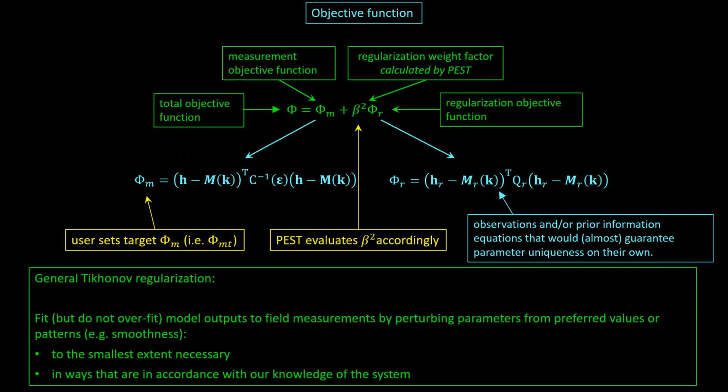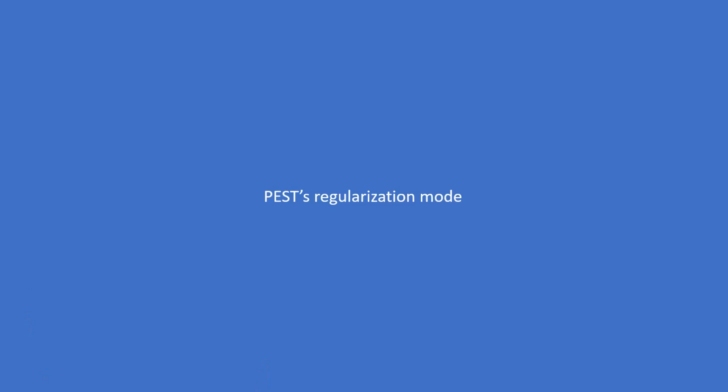So just in a sentence, general Tikhonov regularization. In implementing general Tikhonov regularization, we fit, but do not overfit, model outputs to field measurements by perturbing parameters from preferred values or patterns, for example smoothness, to the smallest extent necessary, in ways that are in accordance with our knowledge of the system. We thereby attain parameter uniqueness. We thereby attain decision support utility of the model which we have just calibrated. So now let's look at how PEST implements Tikhonov regularization.